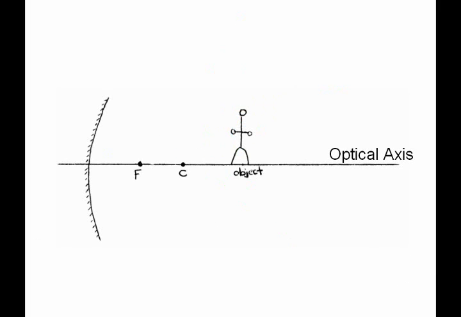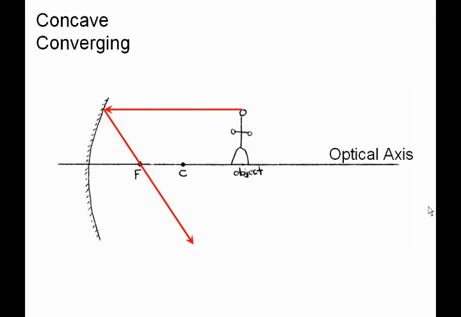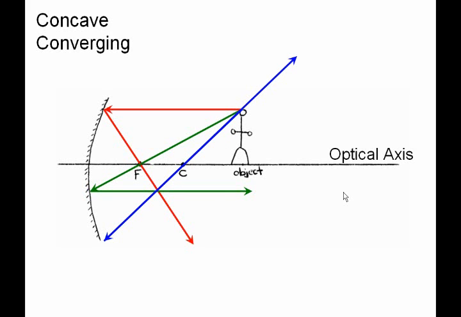Next one I drew backwards just to get used to doing different types of light rays. This is curved inwards, so this is a concave mirror. This one's called a converging mirror because it makes the light rays converge. First light ray goes in parallel, comes out through the focus point. Second light ray comes in through the focus point and out parallel. Third light ray goes in through C and bounces back along the same path.